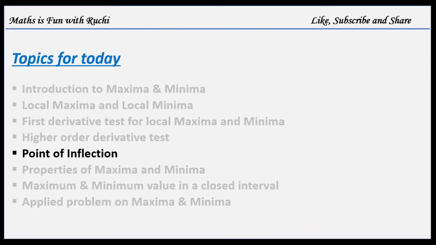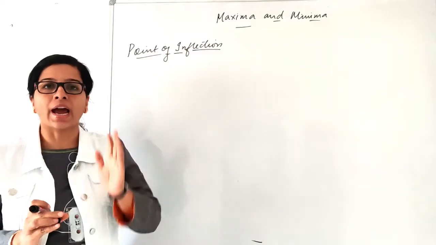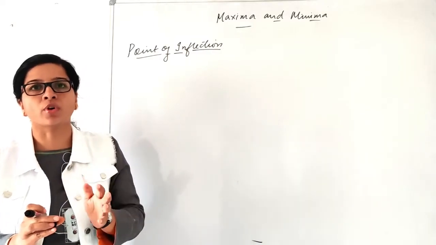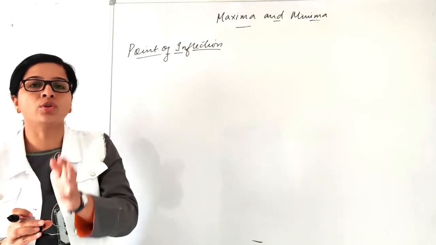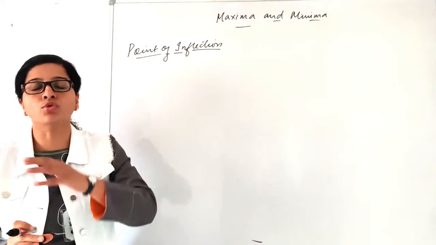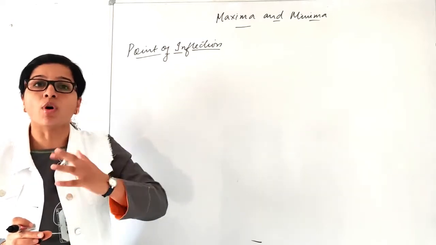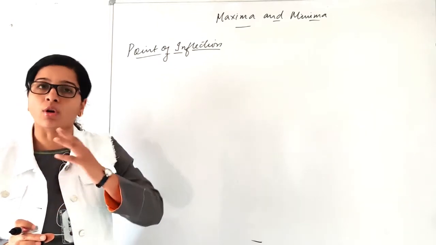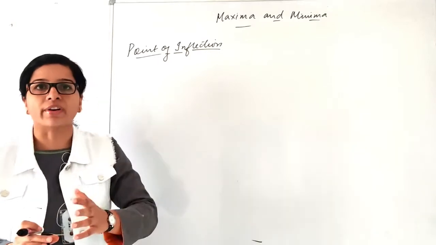So guys, just now we understood how to find out a point of maxima, point of minima and point of inflection. Now exactly what is a point of inflection? It is a point at which the curve changes from concave upward to concave downwards or vice versa. It can be concave downwards to concave upwards. Now what is exactly concave downward and concave upwards? Let us check through the graph.